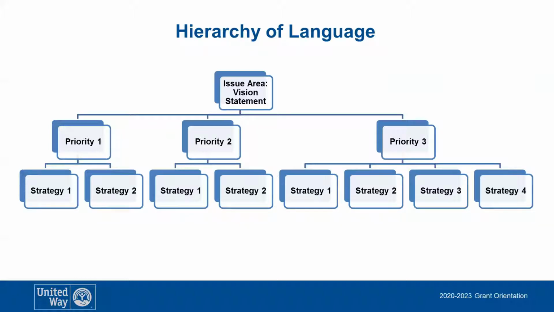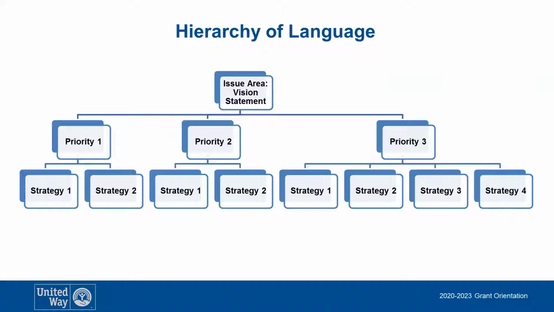Each issue area, basic needs, education, financial stability, and health, has a vision statement that really helps encapsulate what the Vision Council is trying to achieve. Then they have priorities. These are strategies to help us really get to that vision. And then under our priorities, we have the strategies or activities that we are pursuing to fund that will help us achieve our priorities and then up to the vision statement.